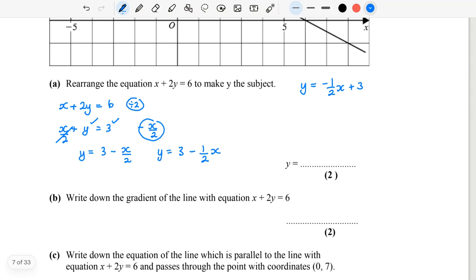And remember, if we have it this way round, Toby was doing a lot of this, we could just take this bit and write it on the front. So minus a half x plus 3, which is what we got. So there's another smiley face for you. All right.